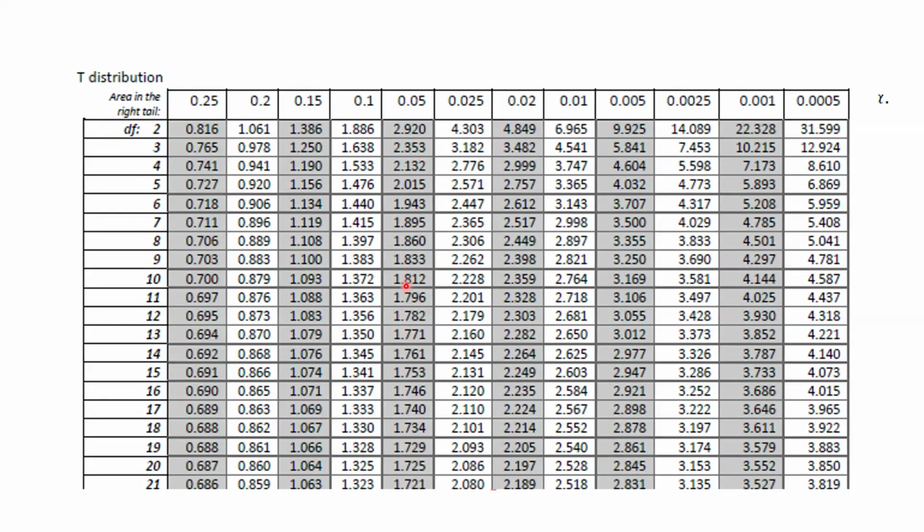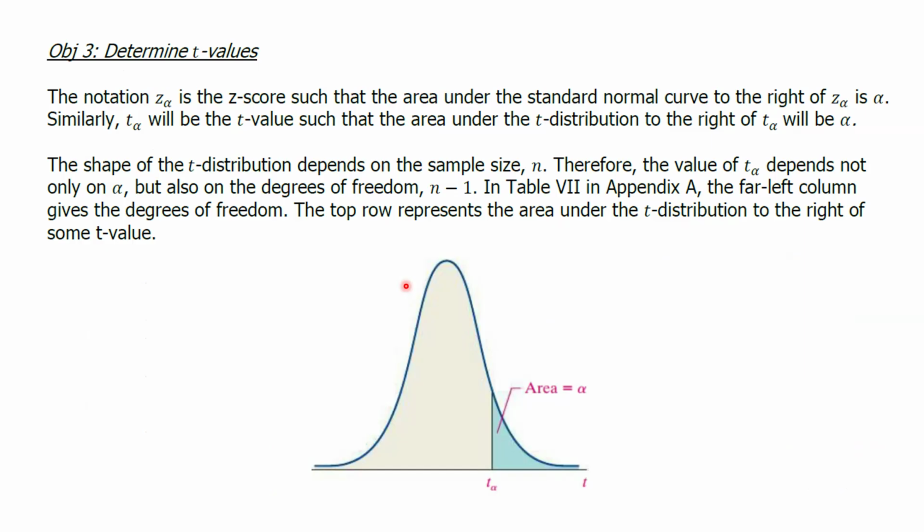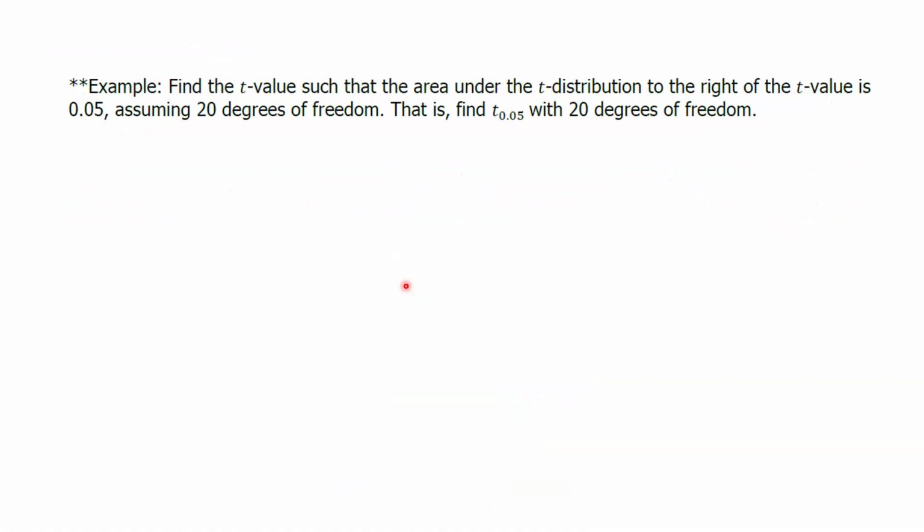Okay. There are two ways that we can find our t-values. We can use the table or we can use our calculator. Obviously, the calculator is easier, but you can use either one. So let's do an example together. We are going to find the t-value such that the area under the t-distribution to the right of the t-value is 0.05, assuming 20 degrees of freedom. That is, find t sub 0.05 with 20 degrees of freedom.